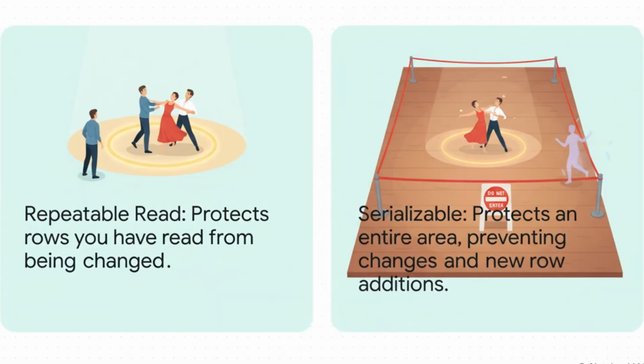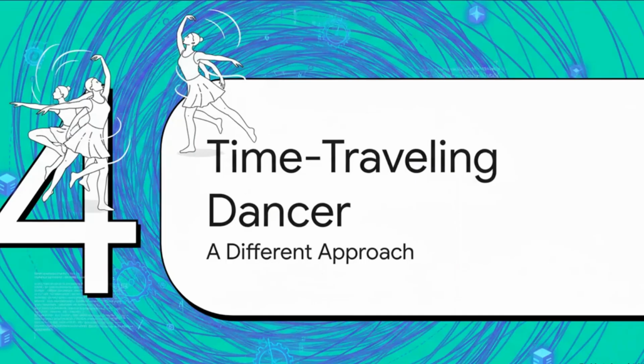So let's put these two serious performers side by side. Think of it this way. Repeatable read is like a bodyguard for the specific dancers you're watching. Serializable is like hiring security for the entire VIP section. It protects the dancers who are already there, and it stops any new people from crashing the party. This provides the absolute highest level of consistency, making it seem like every transaction happened one after another perfectly in order, or serially.